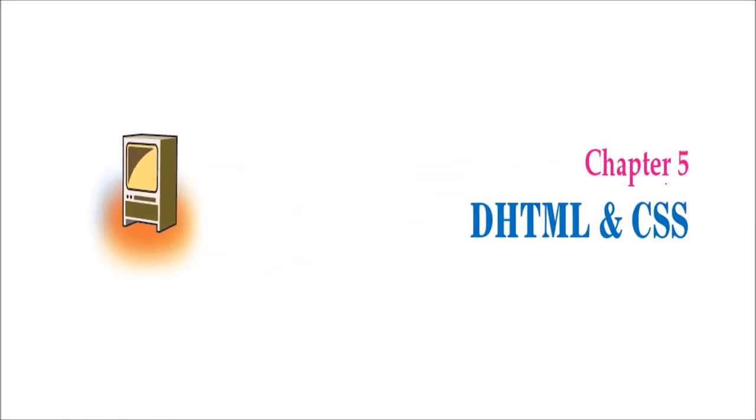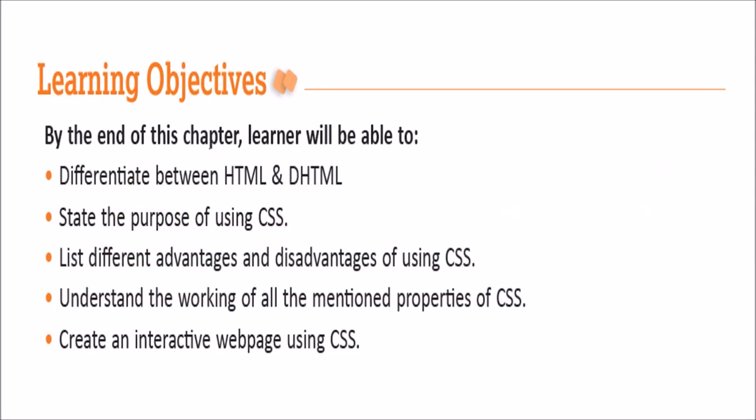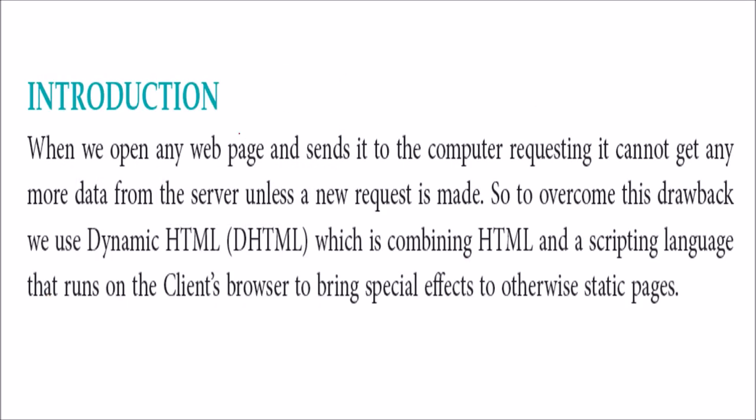We are into chapter 5, DHTML and CSS of ICT class 10. So we'll try to differentiate between HTML and DHTML, and we'll state the purpose of why we use this CSS, cascading style sheet, the advantages and disadvantages of CSS, and also various properties of CSS, and we'll create an interactive web page using CSS. So most of the time we will be talking about the properties of CSS, as you will see later in this chapter.